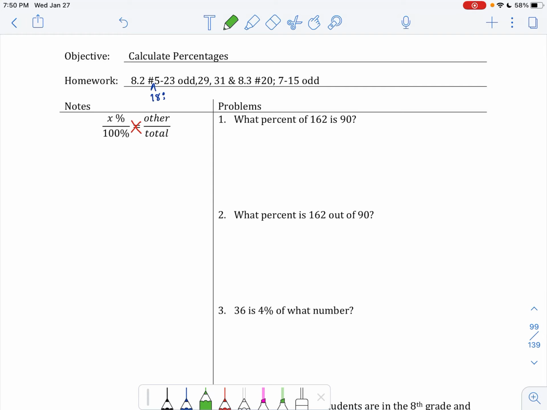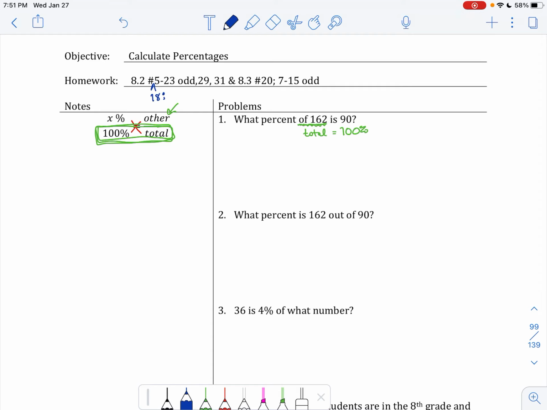So, for example, it says in number 1, what percent of 162 is 90? So if you ever see the word of in a problem like this, what this means is that this is the total amount. This is the 100%. Whoop, I wrote 10%. This is the 100%. So if you look at the equation here, the 100% and the total always go in the denominator together like this. And that's how you know that your proportion is going to work. And then the other number is going to be, as it says here, the other number.